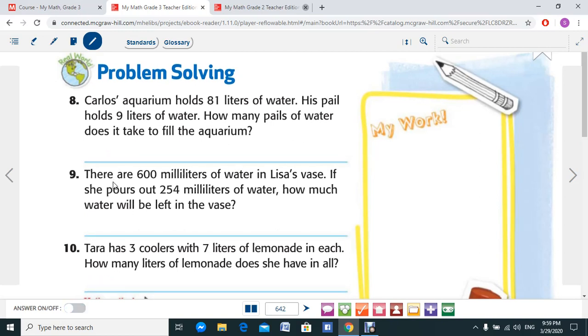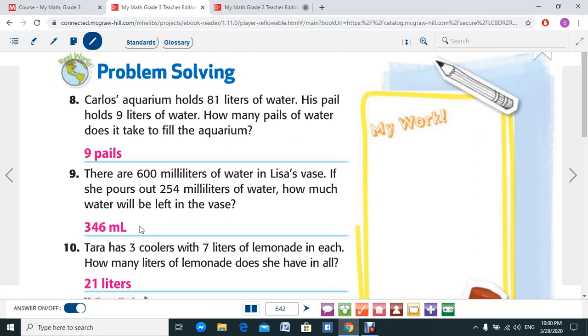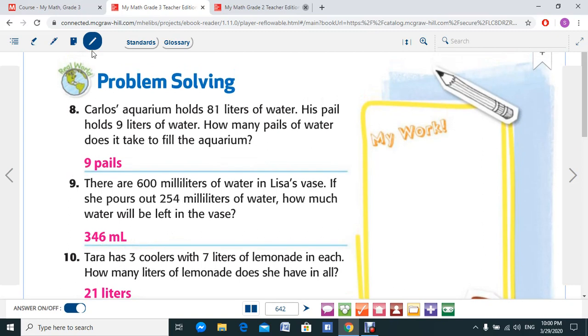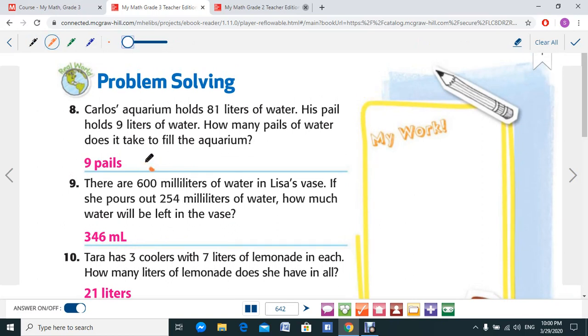Okay? There are 600 milliliters of water in Lisa's vase. If she pours out 254 milliliters of water, so she removed them, she subtracted them. How much water will be left in the vase? We're going to subtract 600 minus 254, and the answer is 346.